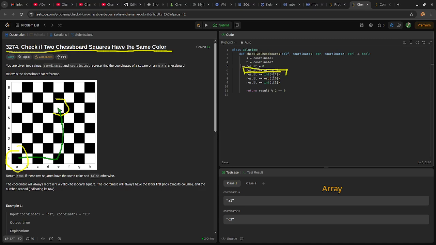I mean, this is for the coordinate 1, this is for the coordinate 2. What we are looking for is whether the color will be the same. So we can tell that from if the distance from A1 is even or odd. If they are same, the sum of these two numbers will be 0.